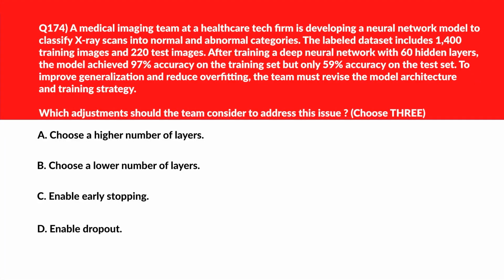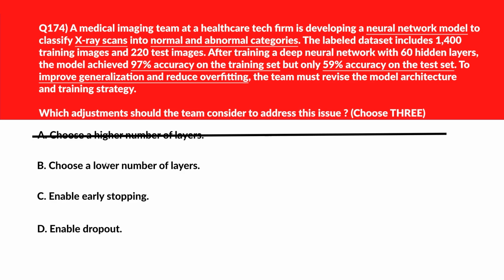Alrighty, we have a multiple choice question. We need to select 3 correct answers. Option A says choose a higher number of layers. Increasing layers worsens overfitting and reduces test accuracy. Hence incorrect. We'll move to B. B says choose a lower number of layers. Reducing layers lowers model complexity and helps mitigate overfitting. Let's keep it. We'll move to C.